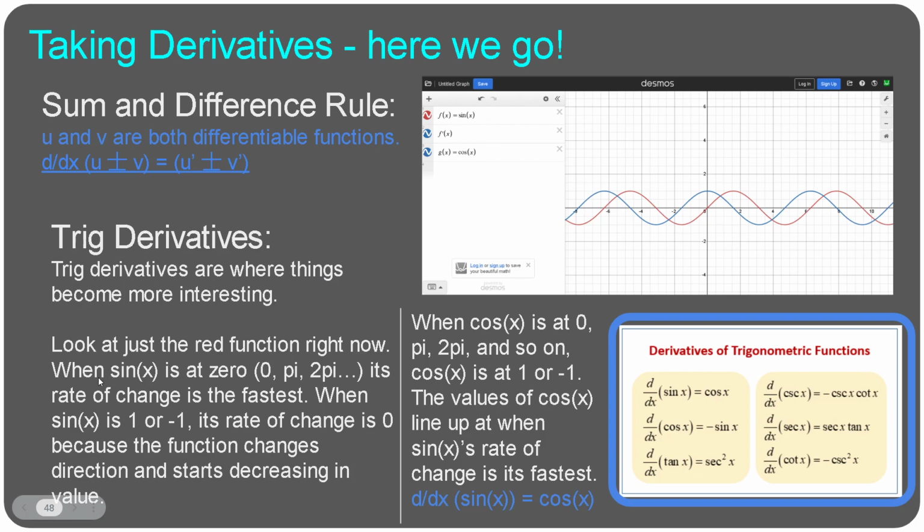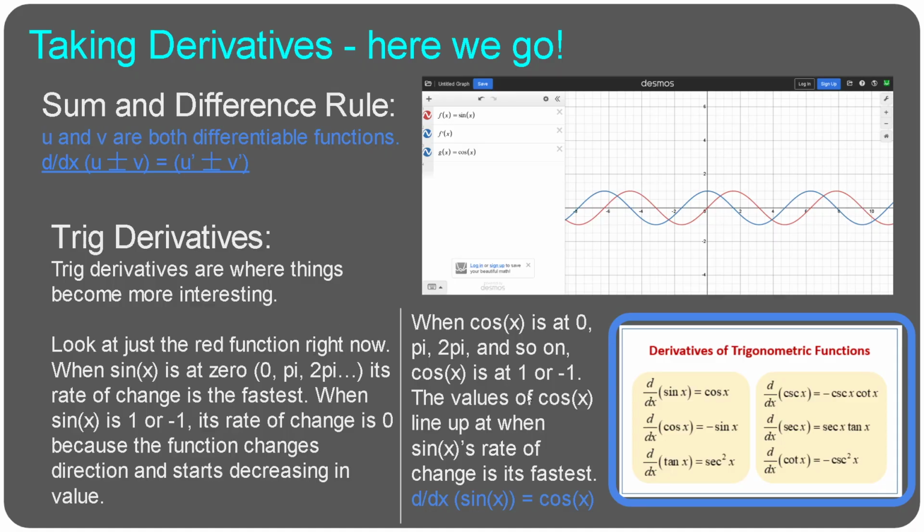You can see that when sine of x is at 0, so that happens at 0, pi, and 2 pi, its rate of change is the fastest. As you go up, your rate of change is increasing, and then as you pass through 0, your rate of change will start decreasing as you go up to 1.